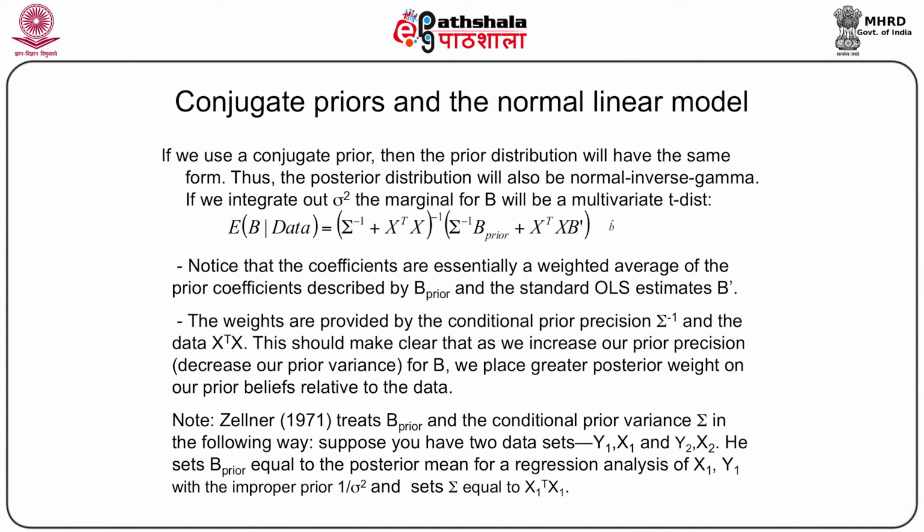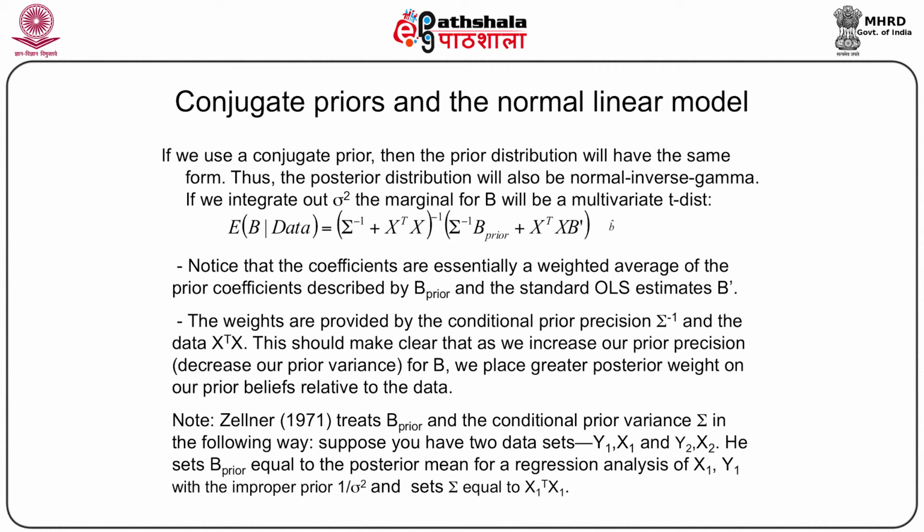Note that the coefficients are essentially a weighted average of the prior coefficients described by B prior and the standard OLS estimate B prime. The weights are provided by the conditional prior precision sigma inverse and the data X transpose X. This should make clear that as we increase our prior precision, that is, decrease our prior variance for B, we place greater posterior weight on our prior beliefs relative to the data.